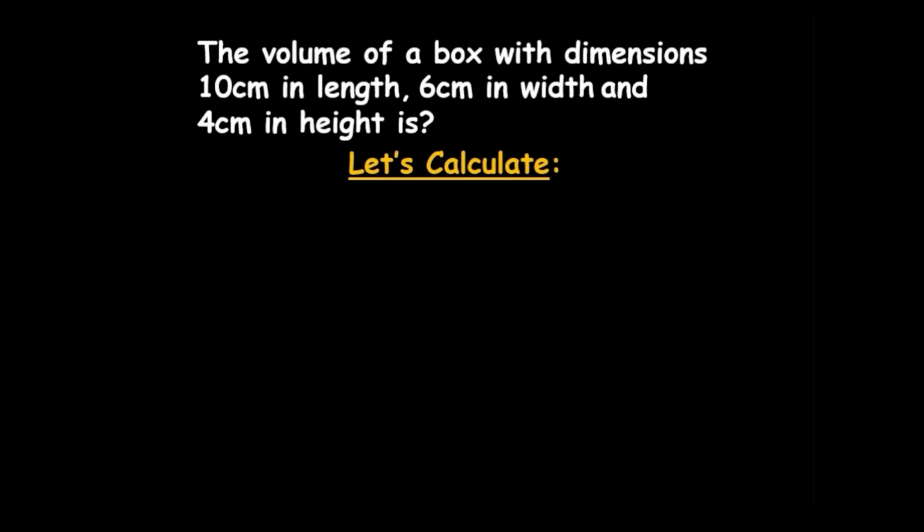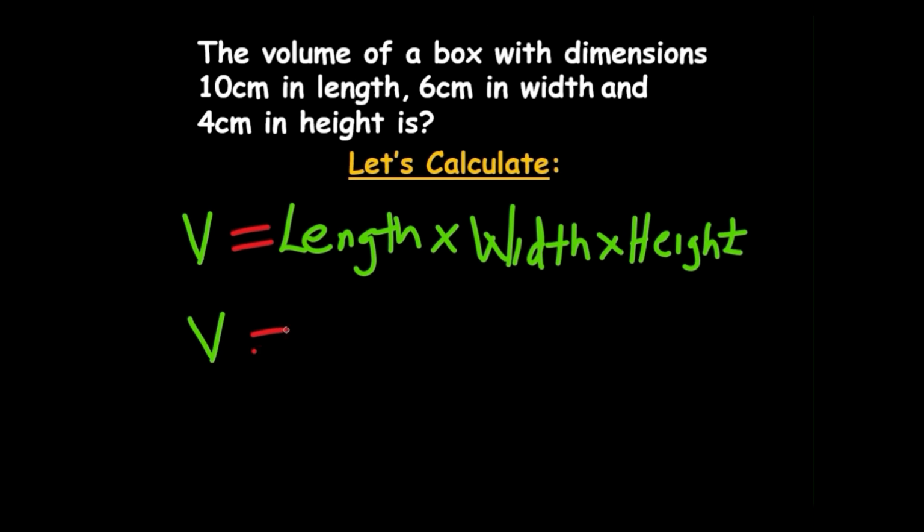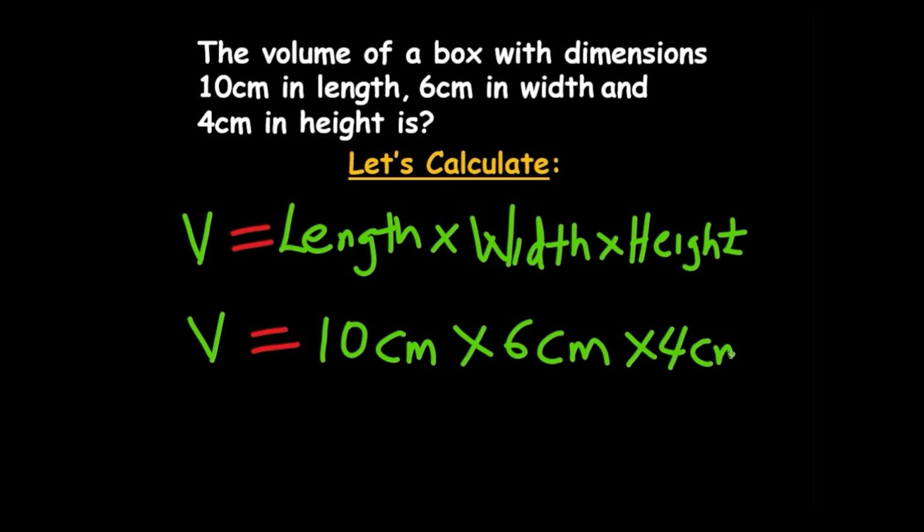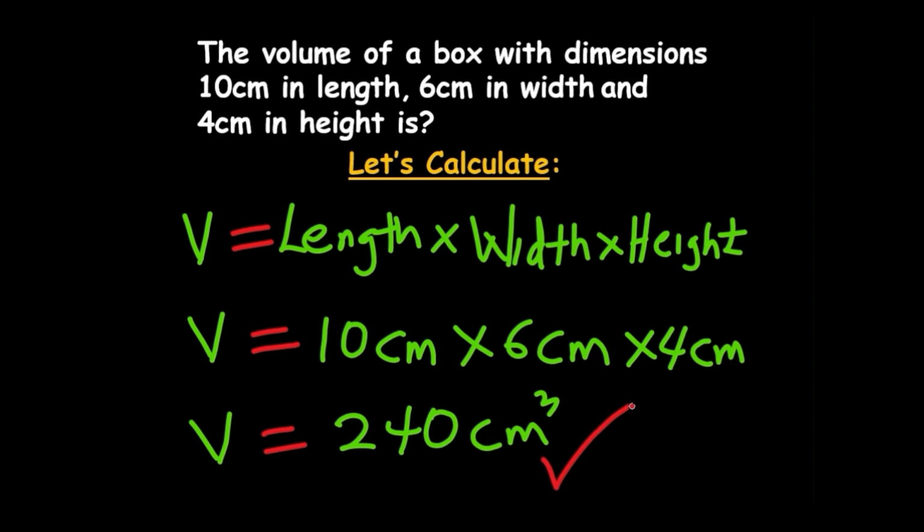The volume of a cuboid fits this description. We calculate using the formula. Volume, represented by V, equals length times width times height. V equals 10 centimeters times 6 centimeters times 4 centimeters. V equals 240 cubic centimeters. And 240 cubic centimeters is the volume of the box. Easy, right?